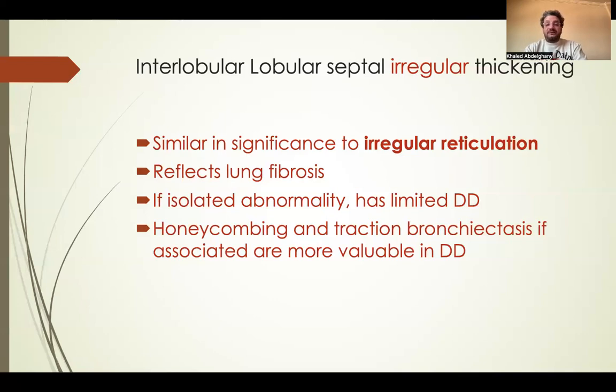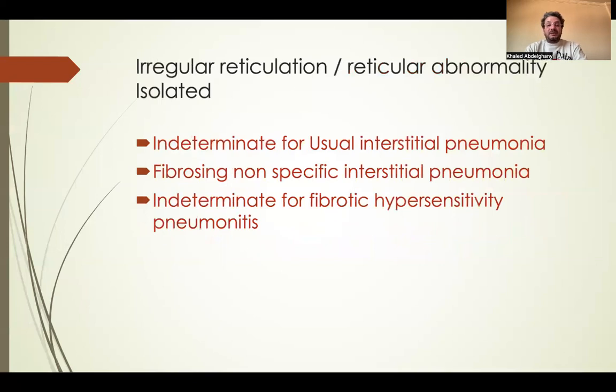But if presented per se, alone, without the other pulmonary features of honeycombing and traction bronchiectasis, we will have a limited differential diagnosis. I suggest to report in conclusion: chronic fibrosing interstitial pneumonia for differential diagnosis of indeterminate UIP pattern, fibrosing NSIP pattern, or indeterminate for fibrotic HP pattern.